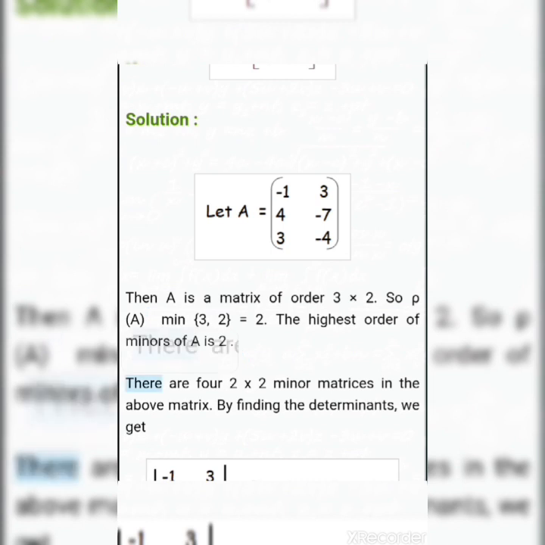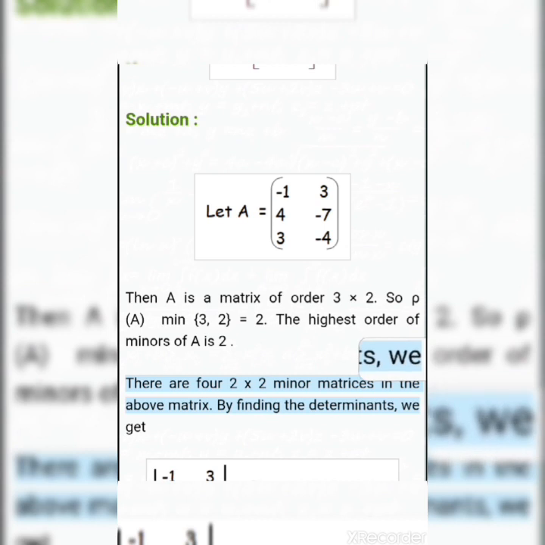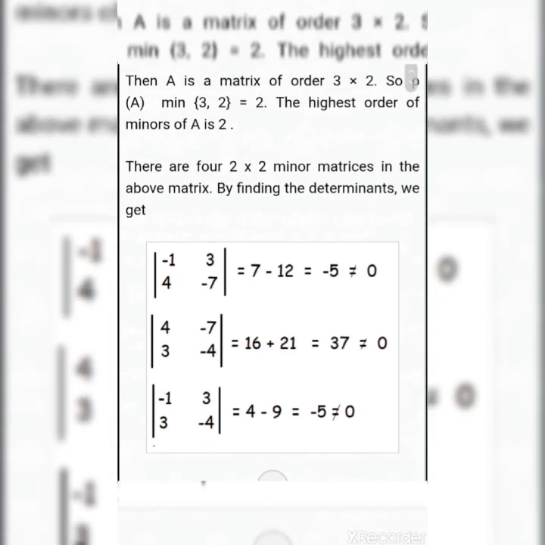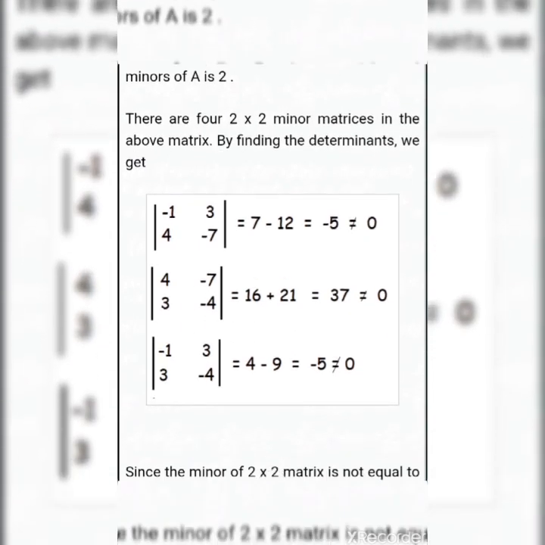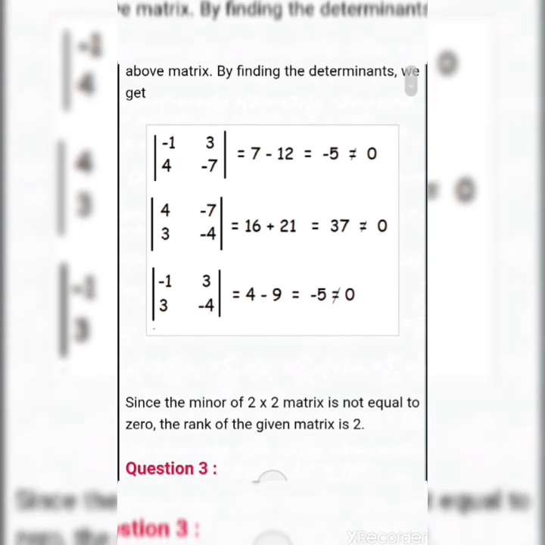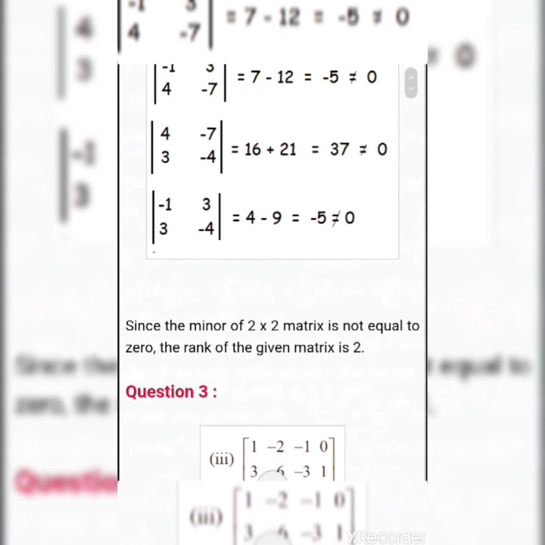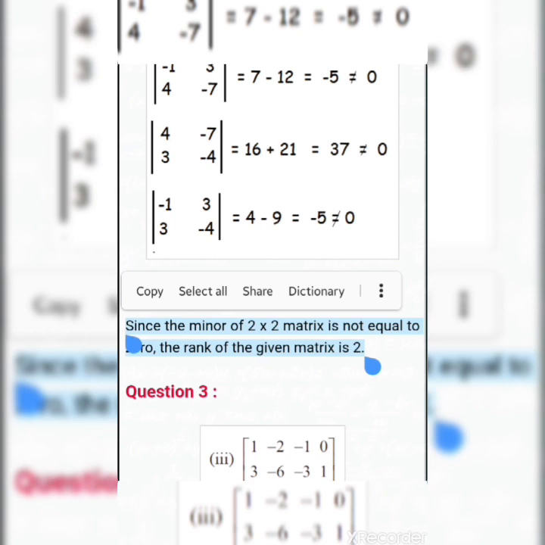Therefore, finding the determinants of the 2 by 2 minors in the above matrix, we get minus 1 times minus 7 minus 3 times 4, which is 7 minus 12, equal to minus 5, that is not equal to 0. The second one is not equal to 0, and the third one is not equal to 0. Since a 2 by 2 minor is not equal to 0, the rank of the given matrix is 2.